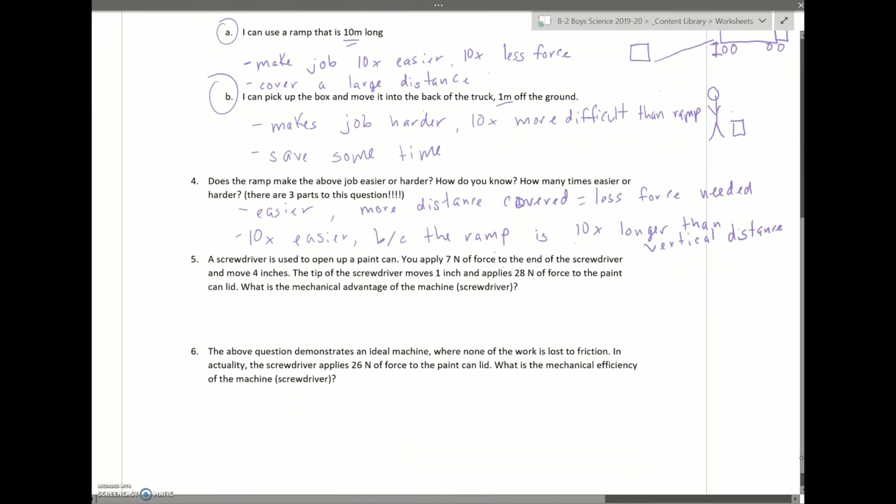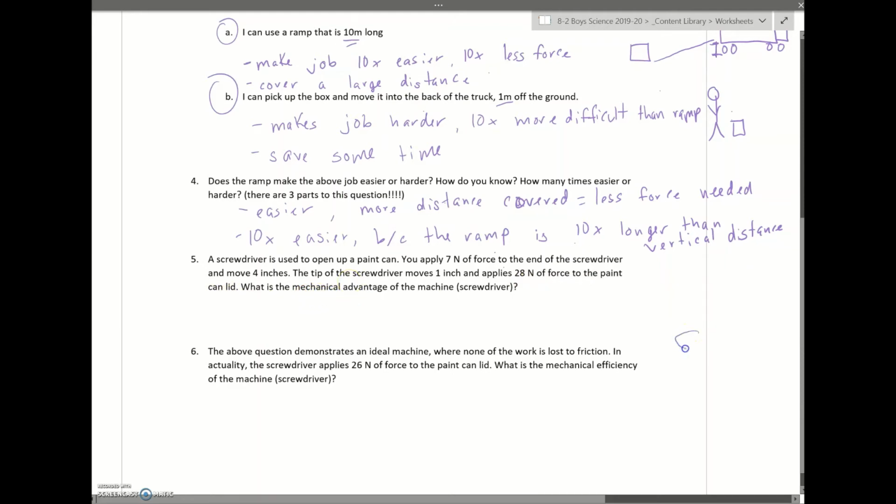Number 5. A screwdriver is used to open up a paint can. You apply 7 newtons of force to the end of the screwdriver and move 4 inches. The tip of the screwdriver moves 1 inch and applies 28 newtons of force to the paint can lid. What is the mechanical advantage of the machine?